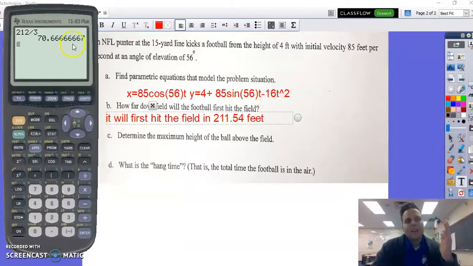All right, so that's 70 more yards. So you could say it went to the 85-yard line, but there is no 85-yard line, so you might have to stop and think about where that will hit. I'll leave that as a challenge to any of y'all that are actually interested in that. But if you just want to write it'll first hit the field in 211.54 feet, I'm okay with that.